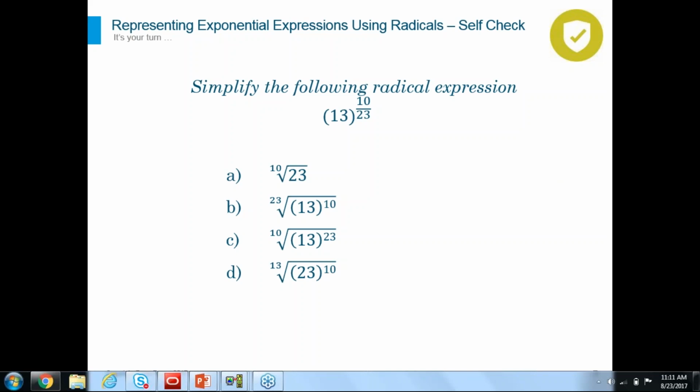Okay, I'm now going to display the same question with only the letters of the answers, and which one you think is the right representation of the expression here. And here you go.